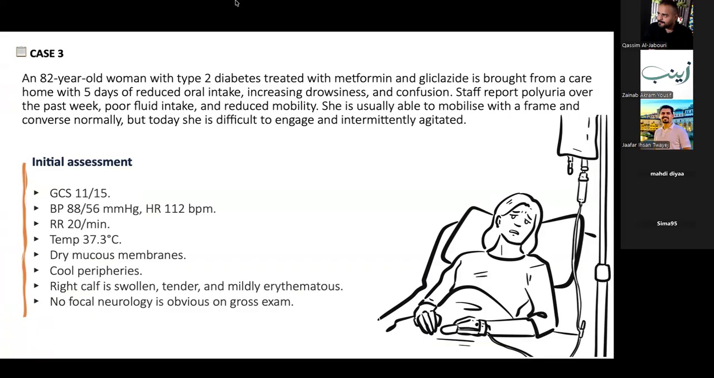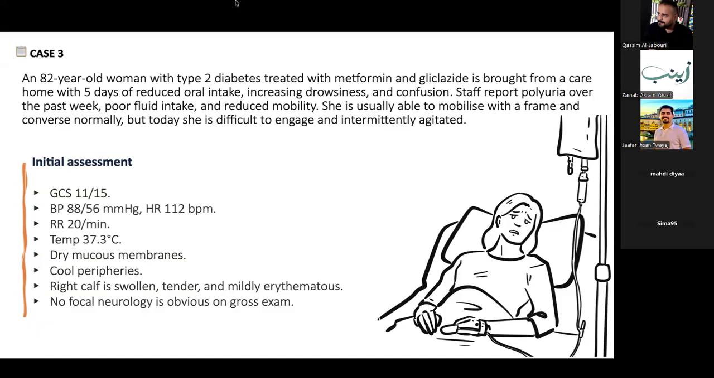This is a case of old age with a history of DM type 2 on metformin and sulfonylurea. Reduced oral intake in old age. The first thing is to exclude the risk of infection. Decreased mobility and difficulty to engage. Glasgow Coma Scale has dropped. Blood pressure has dropped, which is a very dangerous sign. Heart rate is elevated. Dry mucous membrane is a sign of dehydration. Cold periphery. Right calf is swollen and tender, mildly erythematous. This is a differential of cellulitis, maybe risk of infection, DM, diabetic foot, and also risk of DVT because she is frail and unable to move. No focal neurological finding. Excellent, this is the first impression of the case.